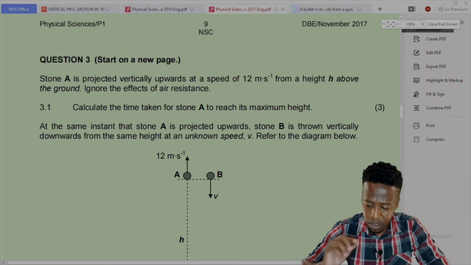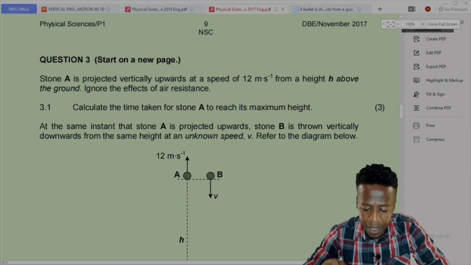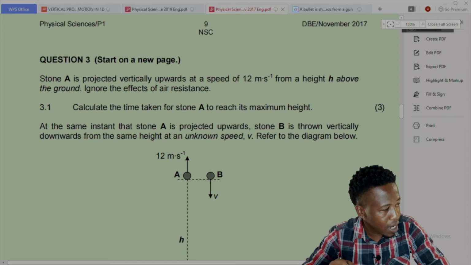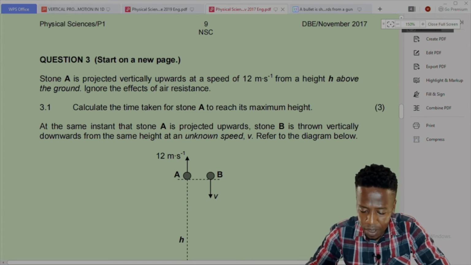Again, where do you start? You start by writing down your unknowns and giving them direction, right? How do you give them direction? By assigning a plus or a negative sign to your variables, right? Now let's choose the upwards direction as positive, right?